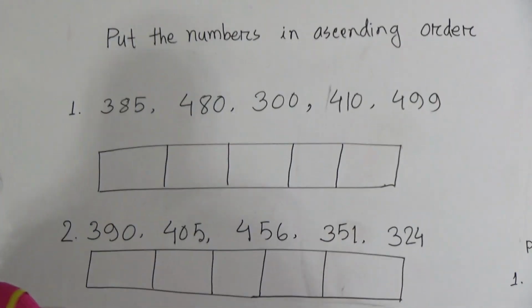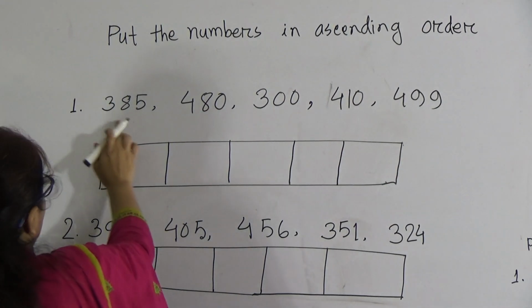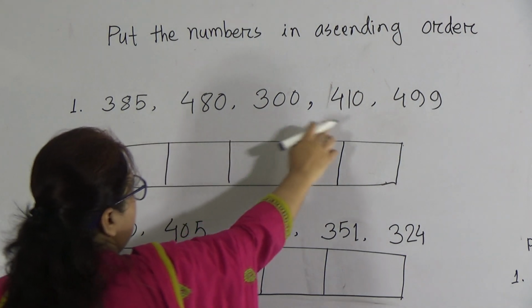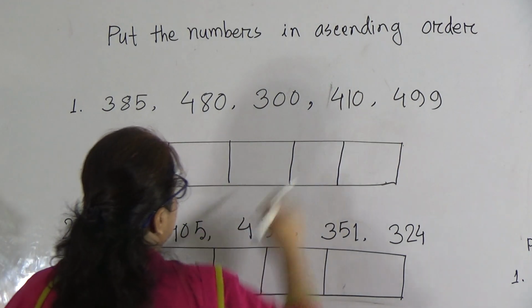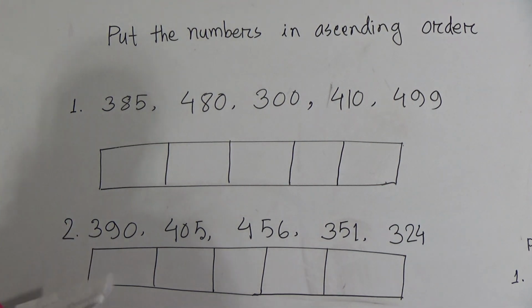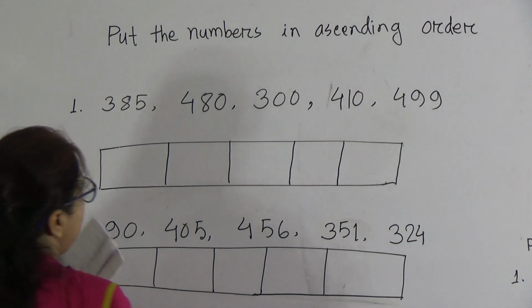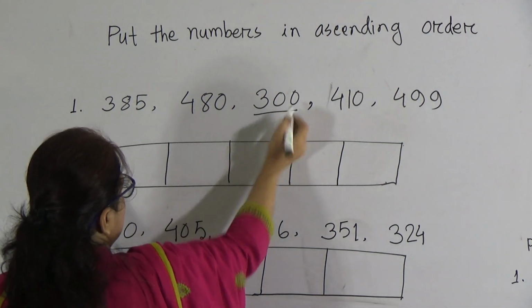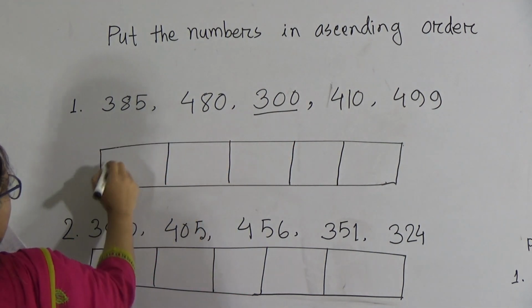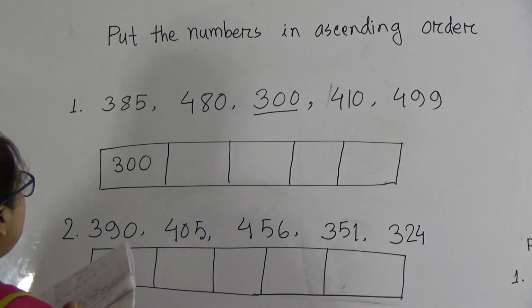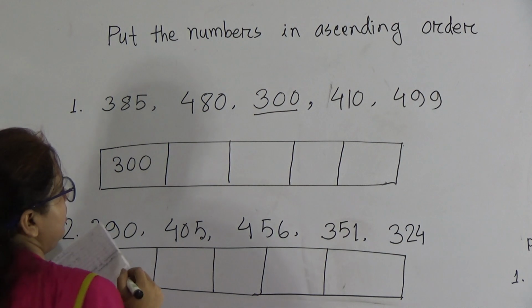Dear students, look at the board. The numbers are 385, 480, 300, 410 and 499. You have to arrange the numbers from small to big. So which number is the smallest number among these numbers? 300 is the smallest number. Yes, 300. Now what is the next number?